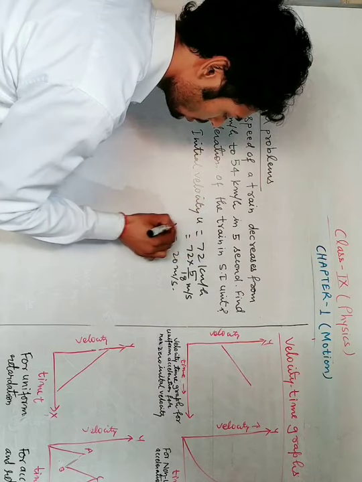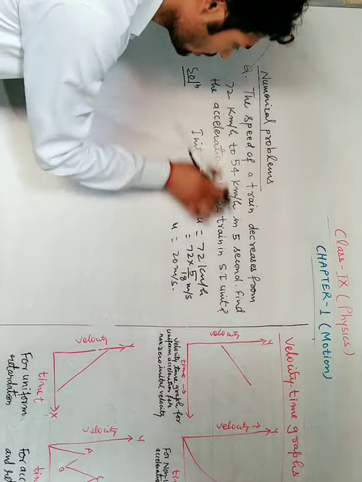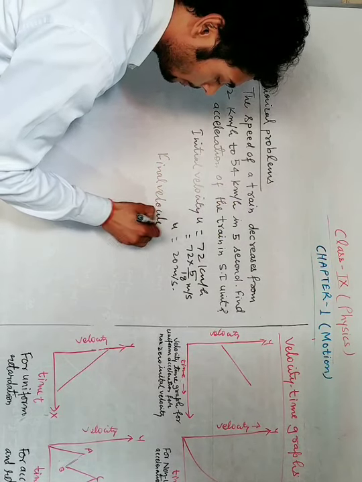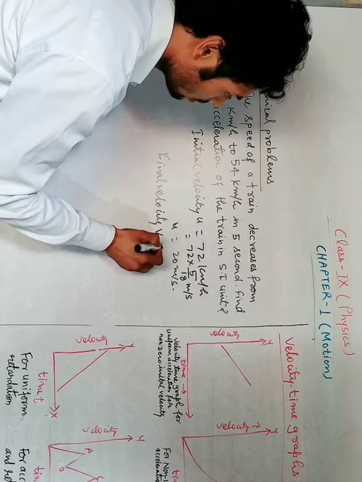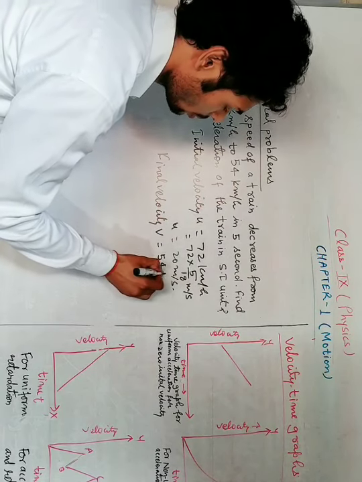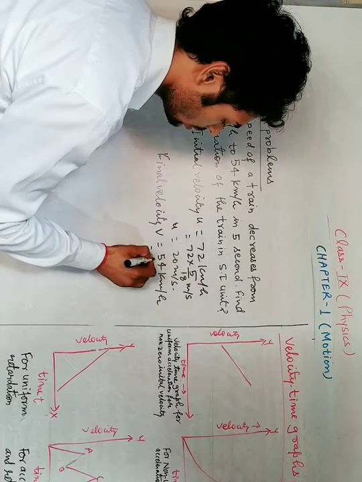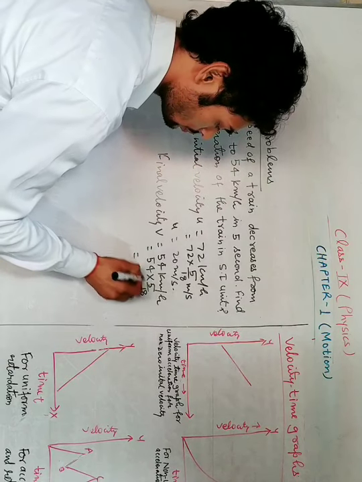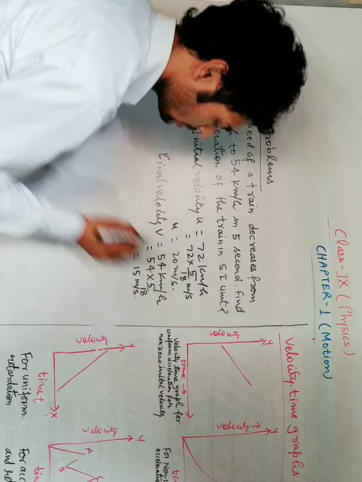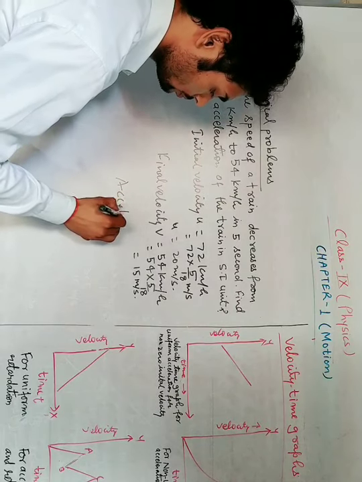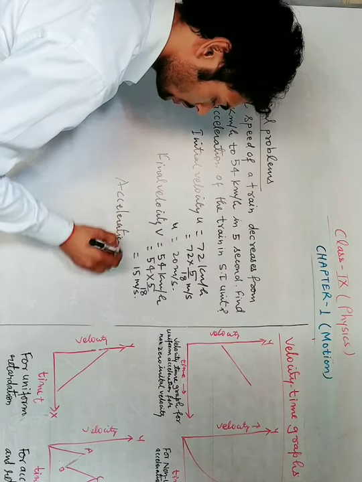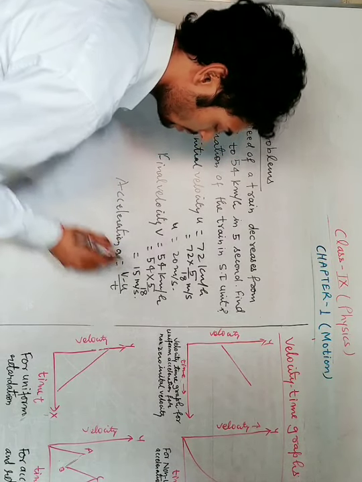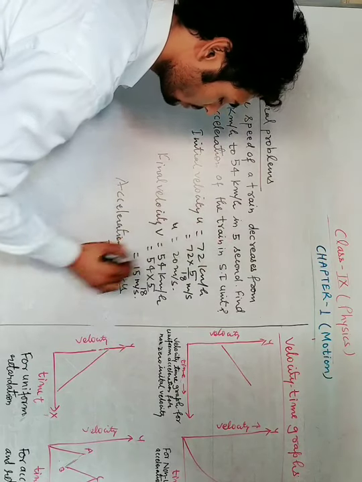Initial velocity u equals 20 meter per second, and final velocity v equals 54 kilometer per hour, which equals 54 into 5 upon 18, equals 15 meter per second. And we know that acceleration a equals final velocity minus initial velocity upon time t. Time t is given as 5 seconds.